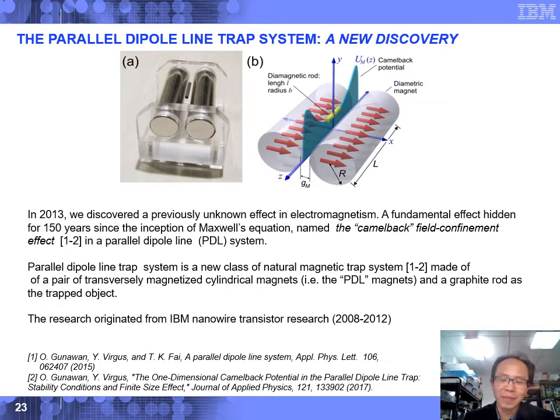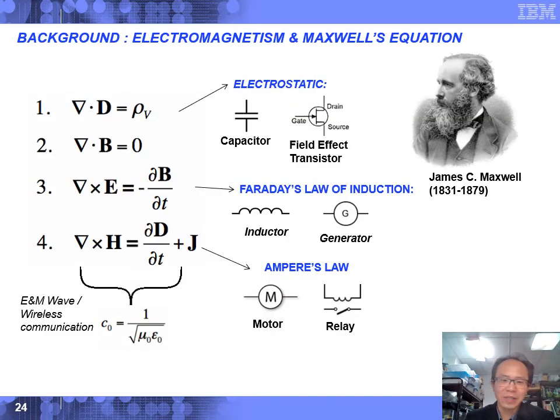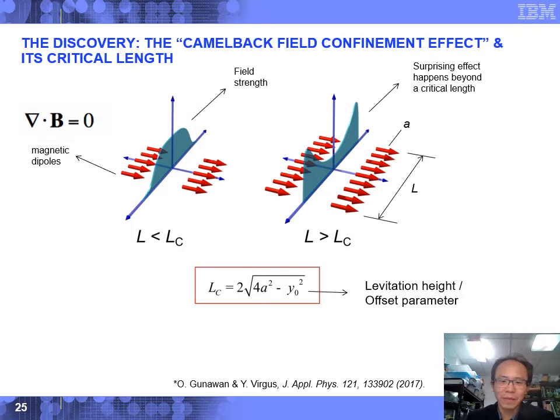And in this kind of system, it produces a confinement effect called camelback potential that could trap a diamagnetic material at the center, as shown over here. And what is interesting is that the camelback effect is actually a fundamental feature of electromagnetism, which comes straight from the electrostatic and magnetostatic laws. In essence, if you have two lines of dipole as shown over here, you could expect that the magnetic field is stronger at the center, and then it will decay at both edges.